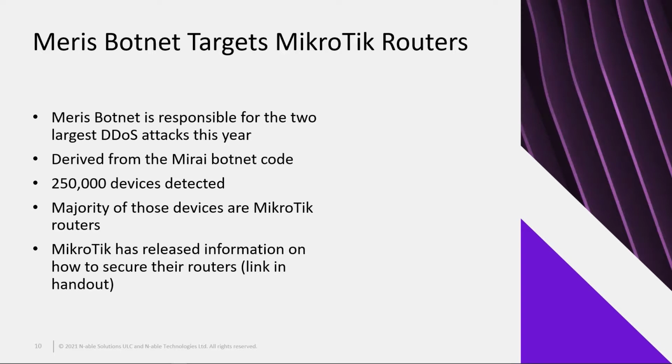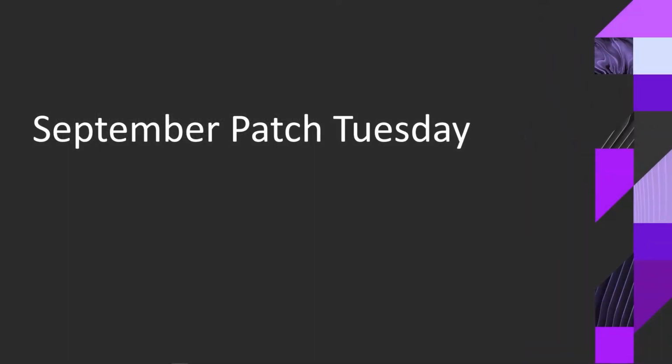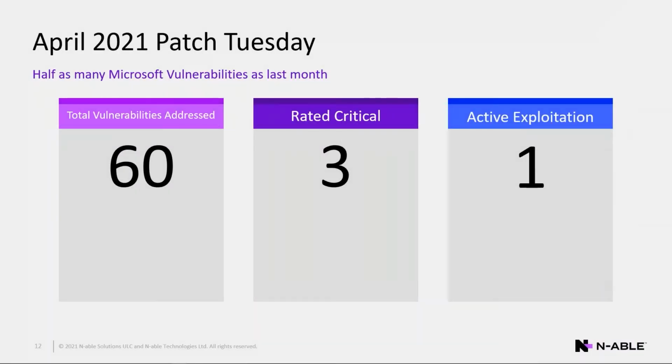So for patches this month in Patch Tuesday, we've got 60 total vulnerabilities that were addressed. It was 86 in total if you count the ones fixed for the new Microsoft Edge browser. 3 of those 60 are rated as critical. 1 is under active exploitation, and that one is the MSHTML ActiveX exploit that's been leveraged over the past week or so.